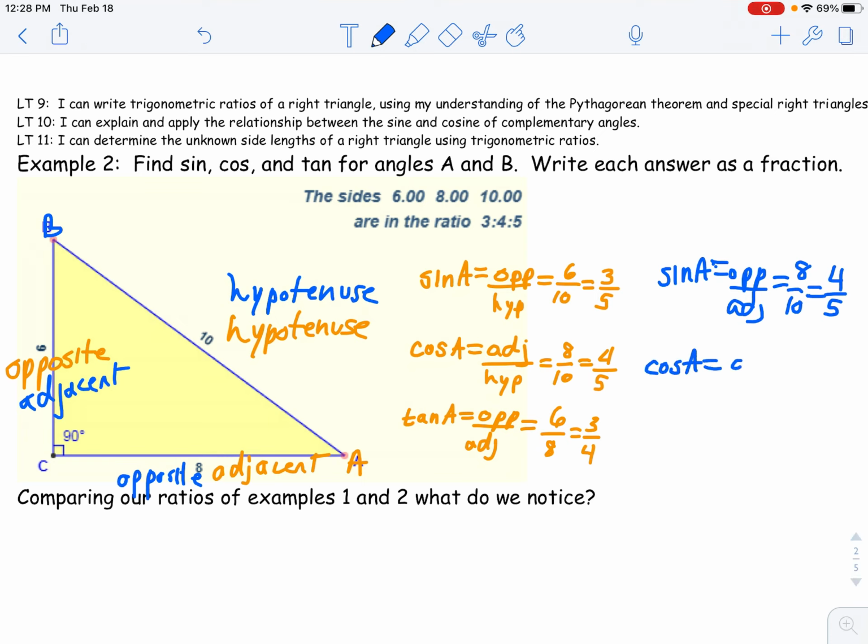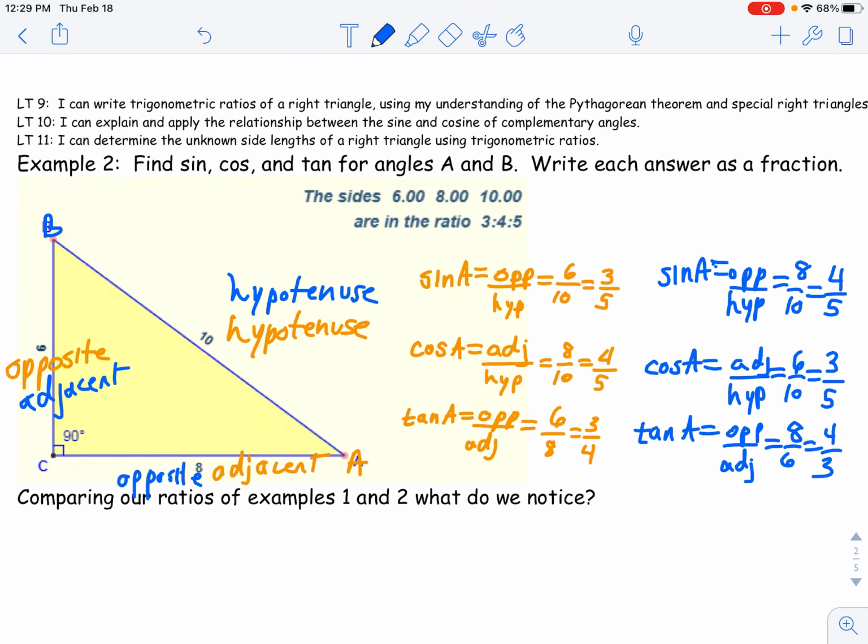Cosine of angle B. Oops, hold on. Small typo. Sine was opposite over hypotenuse. I still have the right numbers down. I just accidentally wrote down the wrong word. Adjacent over hypotenuse. So 6 over 10, or 3/5. And then tangent of angle B is opposite over adjacent. In this case, it's going to be 8 over 6 reduces to 4/3.